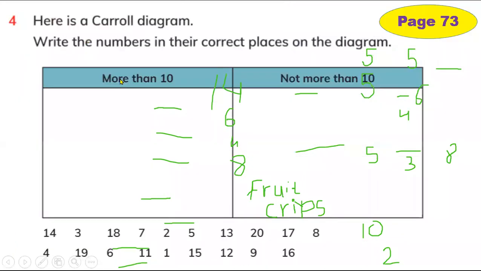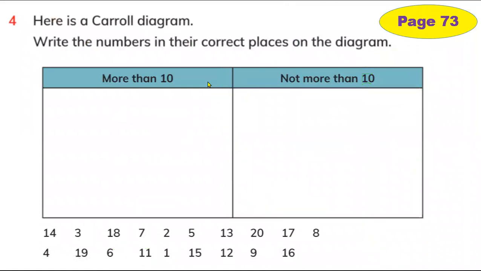Okay, so let's move to the next exercise. First we need to look for, here is my Carroll diagram that shows more than 10 and not more than 10. More than 10 means the number is bigger than 10, and not more than 10 means the number is smaller than 10. So here is a Carroll diagram. Write the numbers in their correct place. Where is the correct place? More than 10, not more than 10 on the diagram.